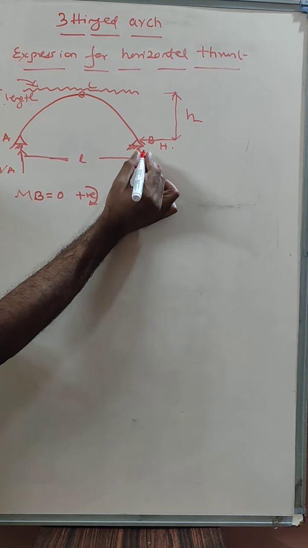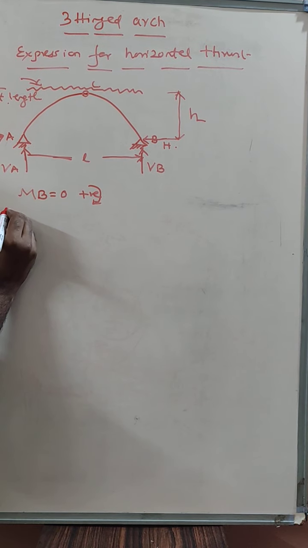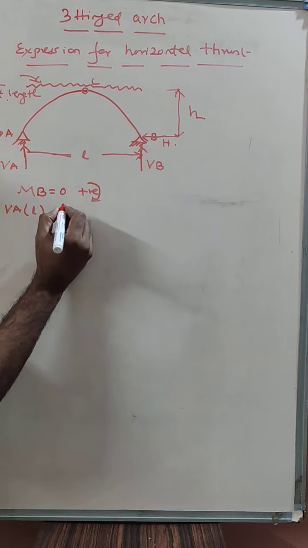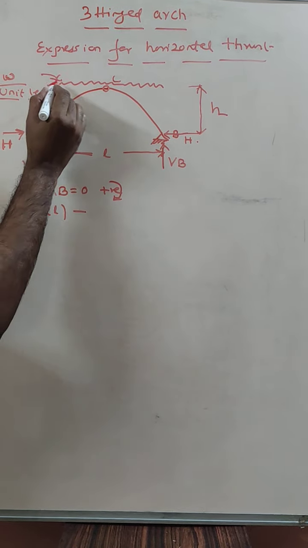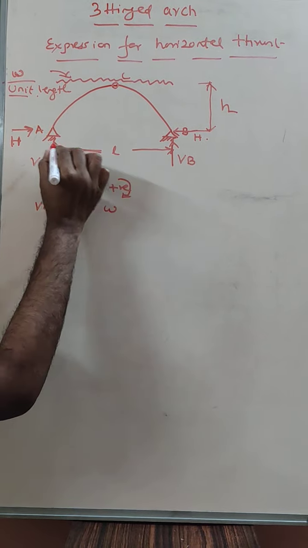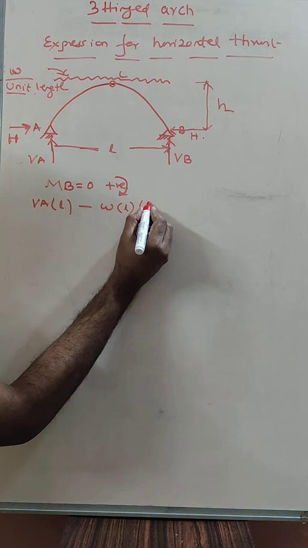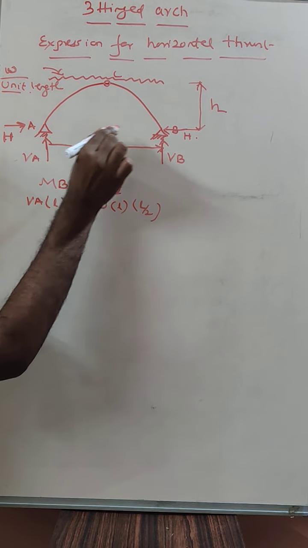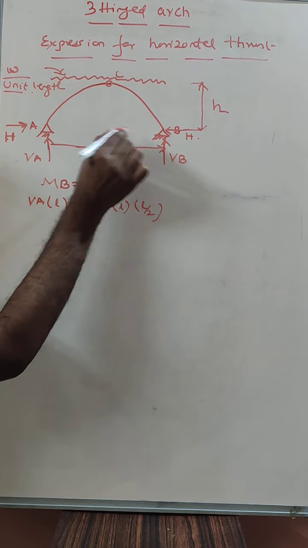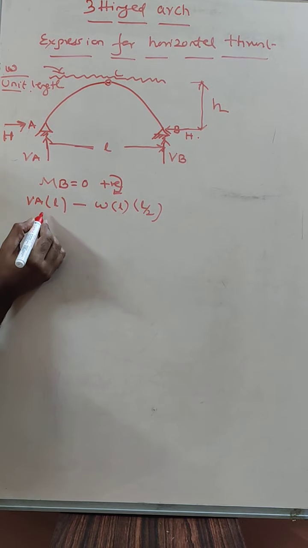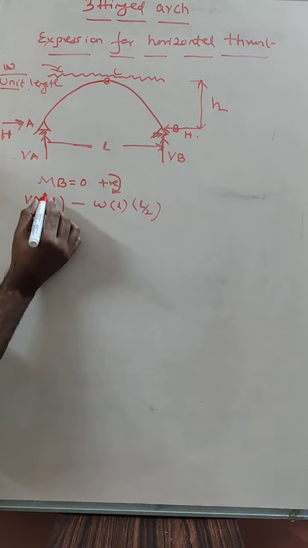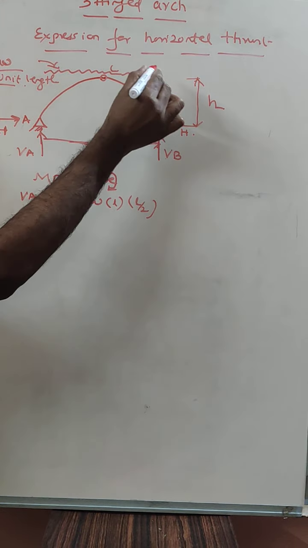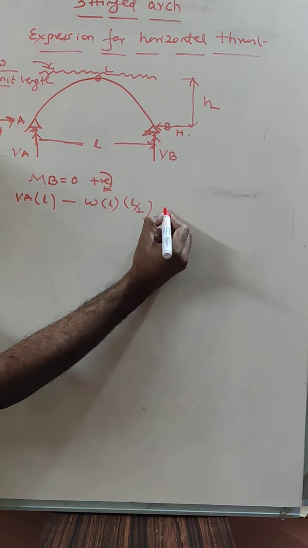When you take moment at B equal to 0, what is the moment? First due to VA into L clockwise, then minus moment due to UDL, W into L by 2. That's all, because the moment due to horizontal thrust is passing through the line joining A to B. That means moment of H about B is 0. So what is moment at B? It is the algebraic sum of all the moments, VA into L clockwise minus W into L by 2. That is equal to 0.